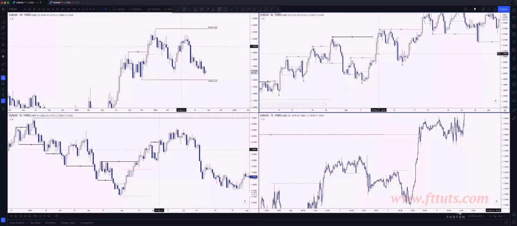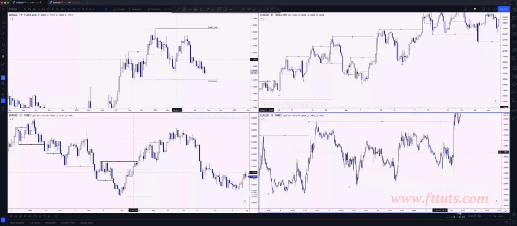Well, the 4-hour is going to switch bullish, right? And then we can wait for price to come up here and switch bullish again. Or maybe we can anticipate it a little bit earlier and wait for that 4-hour change of character. What will that 4-hour change of character be on the 15-minute?